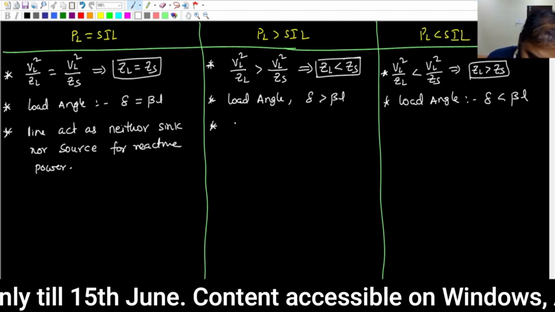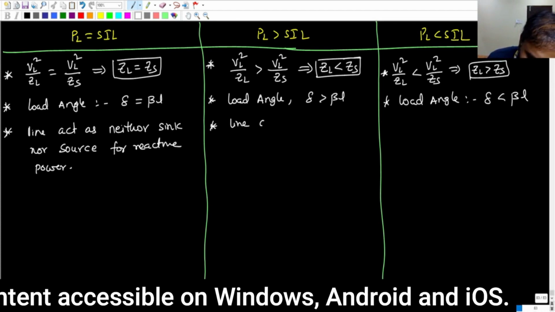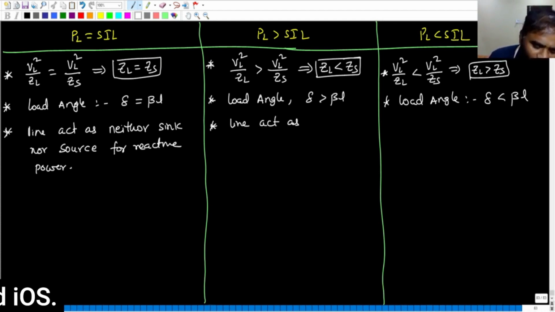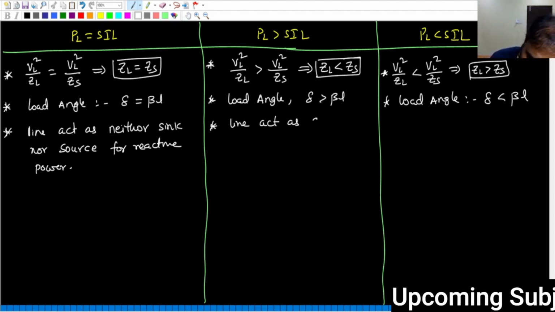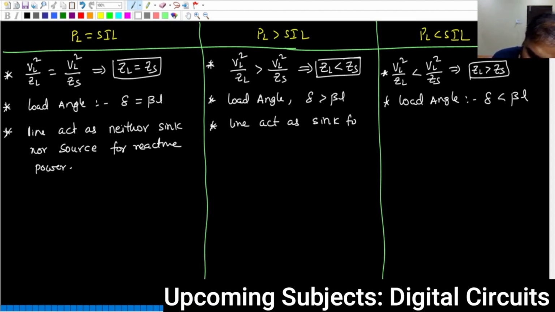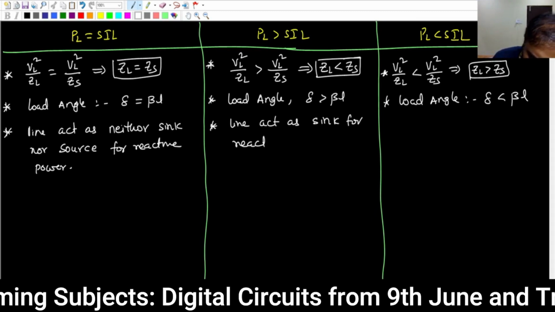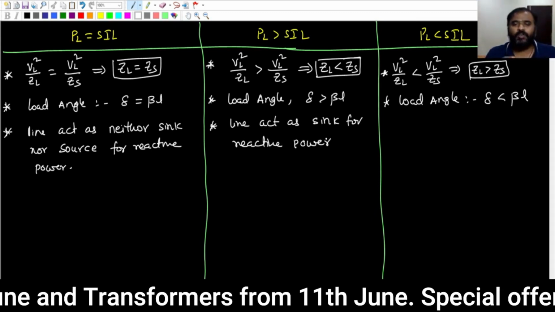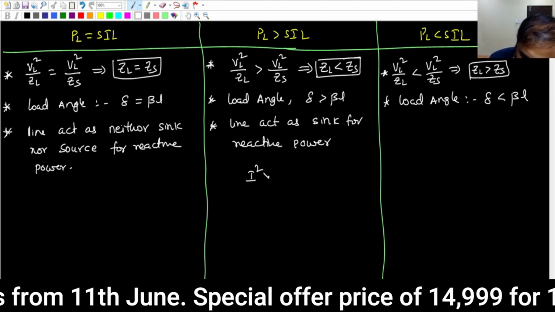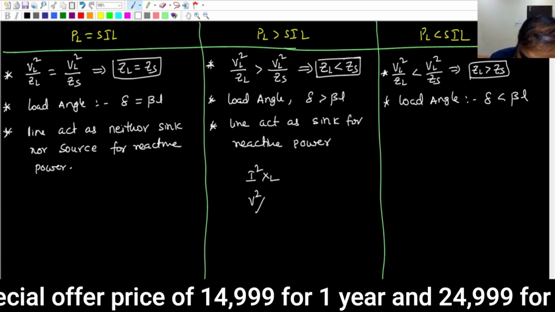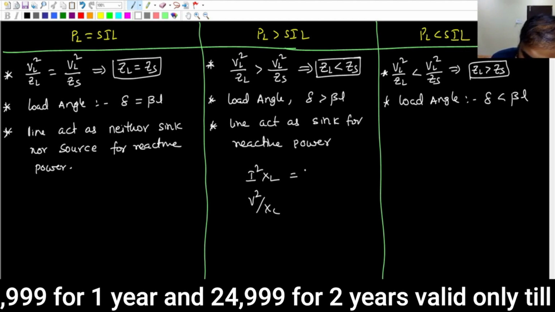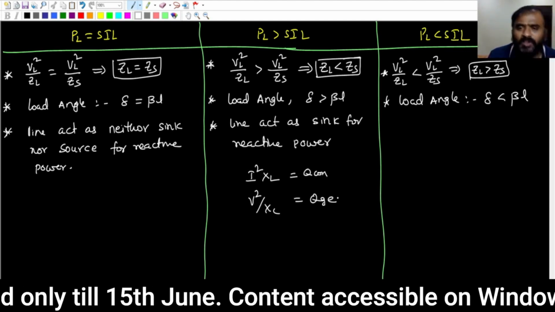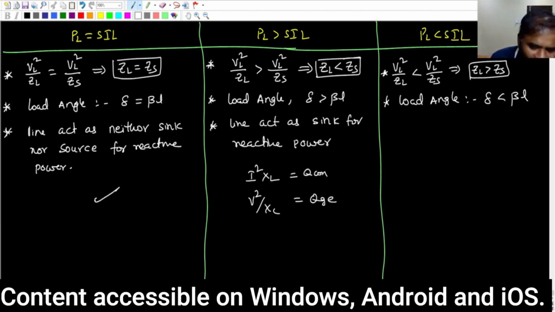But what about here? The line acts as what? Sink or source? Only sink for reactive power. Why? Very simple. Tell me, reactive power consumption is I square XL. Reactive power generation is V square by XC. This is Q consumption, and this is Q generation. Right? Try to understand. Compare it to this case.